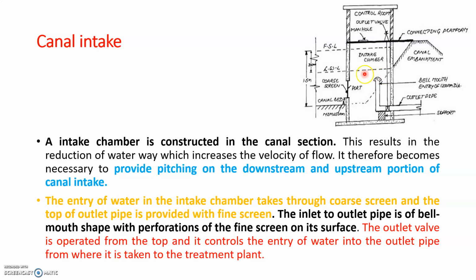So next, a canal intake. This canal intake is built in the canal body itself. Okay, and what they say here is, when you build an intake structure in a canal body, it reduces the flow of water and increases the velocity. That's a major point, because it is providing an obstacle in that canal itself. Okay, so what we do is we provide pitching on both the upstream side and the downstream side. We are putting screens over here.